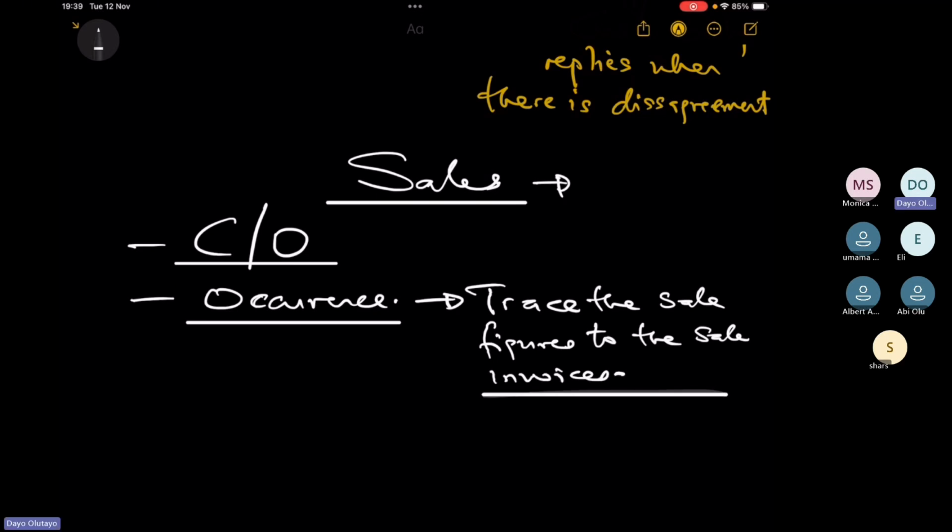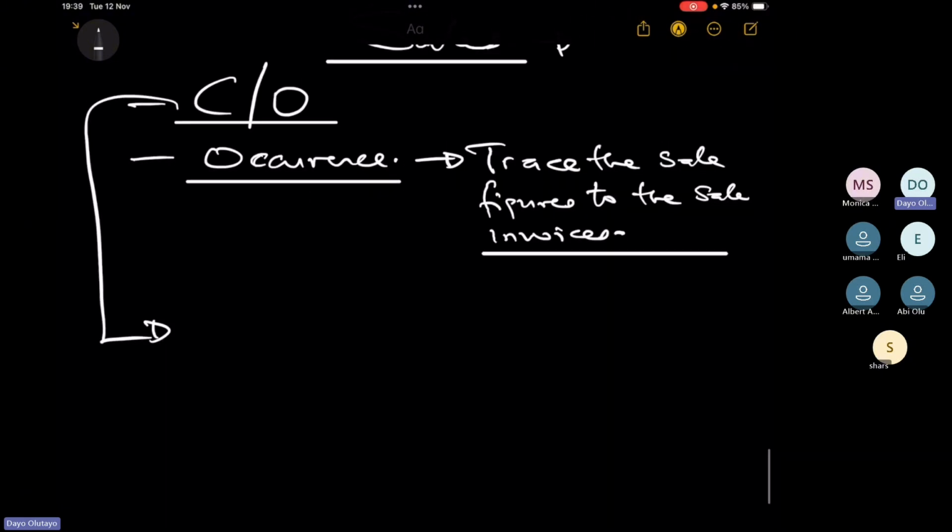Easy. This one, I want to take it separately because it's a bit complex. Not that complex, but I need you to pay attention. Yeah, remember I explained cutoff as an assertion. Cutoff is about you ensuring that the transactions before the year end have been recorded and the transactions after the year end have been excluded.